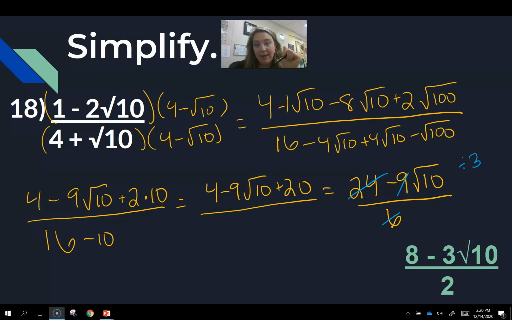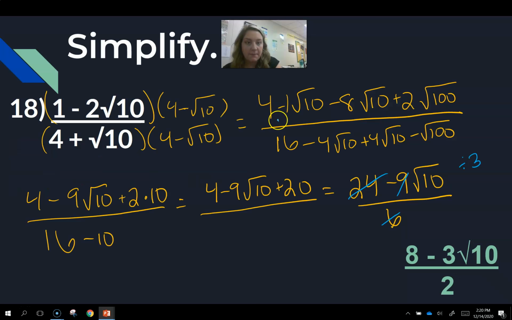Distribute, multiply, combine like terms. I noticed here I have negative 1 square root 10 minus 8 square root 10, right? Oops, sorry. This right here, they both have a square root of 10. Negative 1 minus 8, that's where my negative 9 came from. Negative 2 times negative 1, technically, is positive 2. Square root 10 times square root 10 is square root of 100. So that became 2 times 10, which is positive 20. Oh, I didn't write my 6.